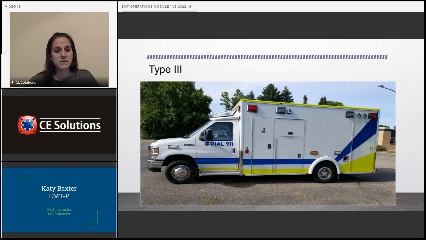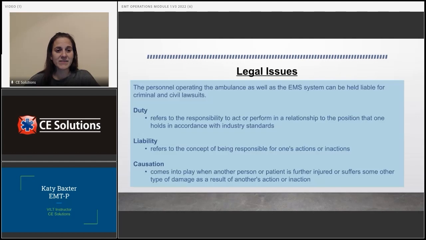Here's your type 3s. I've worked in all three, mainly type 1s, and I prefer the type 1s. I did like having the ability to climb through, to have the breezeway between the ambulance, the front and the back. That was nice at times because it gave me the ability to talk with my partner who was driving, or vice versa.